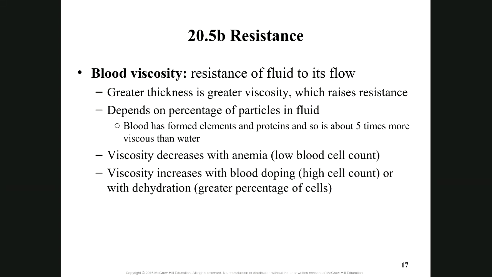When the amount of red blood cells comes down, the viscosity of our blood decreases. And the viscosity increases with blood doping. When we use doping drugs, or when we become dehydrated, the number of our red blood cells increases and the viscosity of our blood increases. So when our blood becomes more viscous, it's harder for the blood to move in the blood vessels, and our blood pressure goes up. And when our blood becomes less viscous, it can move easily in our blood vessels.